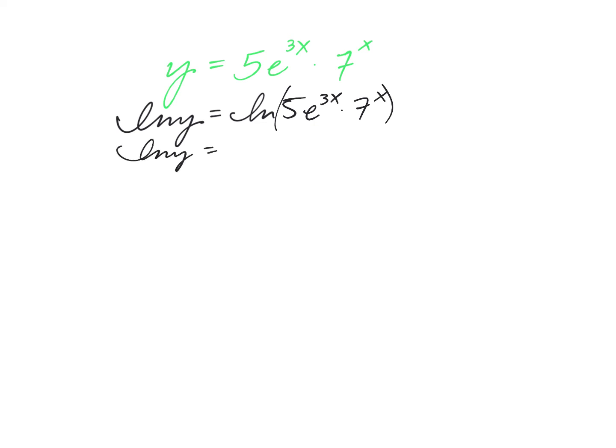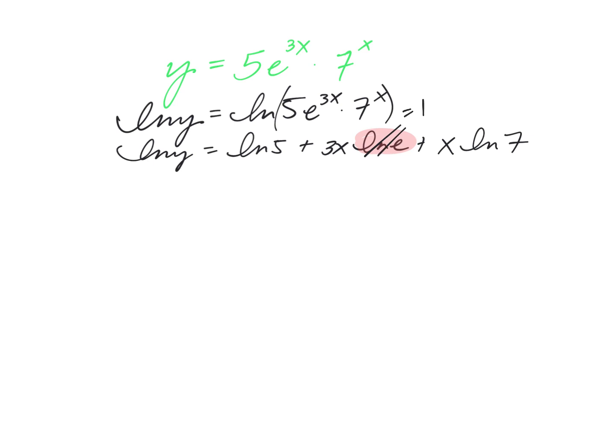So I'm still just doing algebra. I'd have the natural log of 5 plus 3x natural log of e plus x natural log of 7. Now there's quite a few things that simplify in here, so let's talk through that. Right here, the natural log of e is 1, and that is because the exponent on e, when it's just by itself, is 1, and that's what the log is asking for, so this whole thing equals 1.